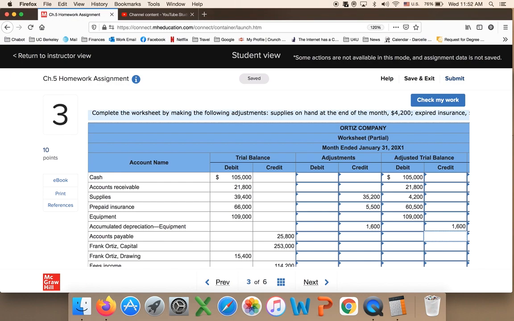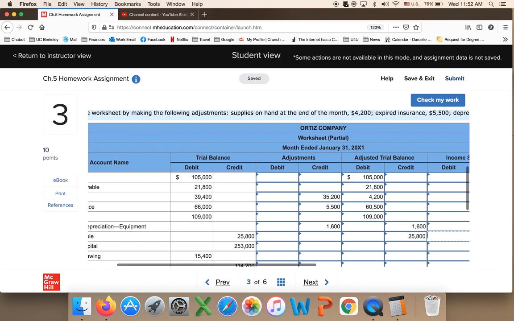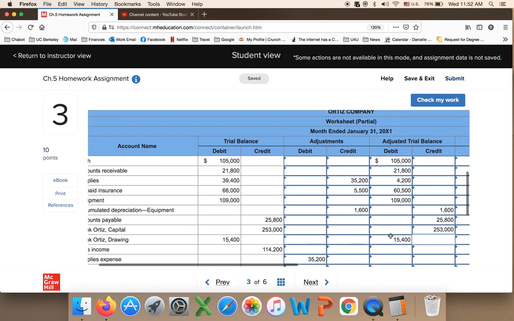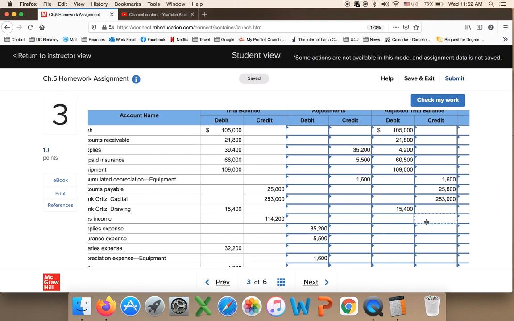Accounts payable has not changed. Still a credit of 25,800. Capital has not changed. Oops, that's the wrong column. 225,300. Drawing has not changed. And then revenues has not changed.